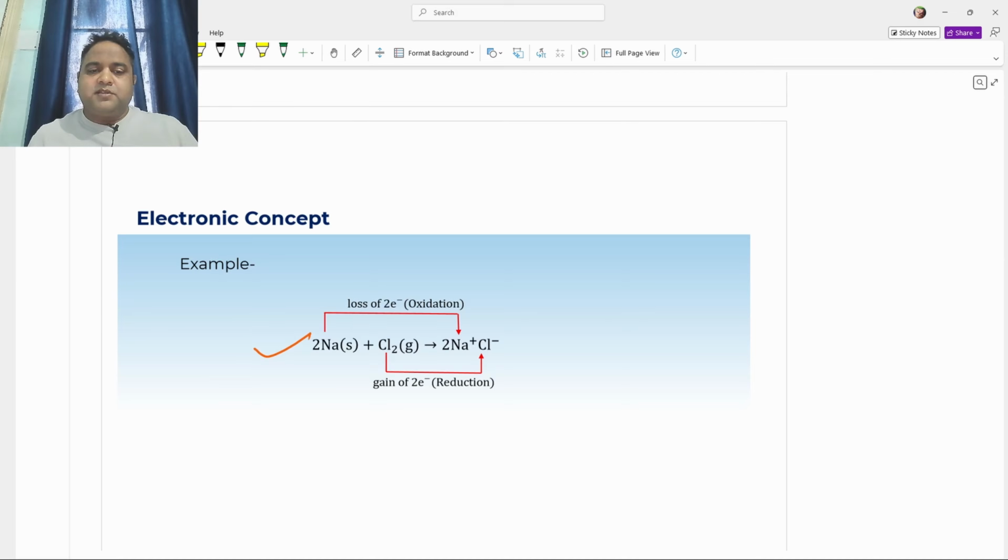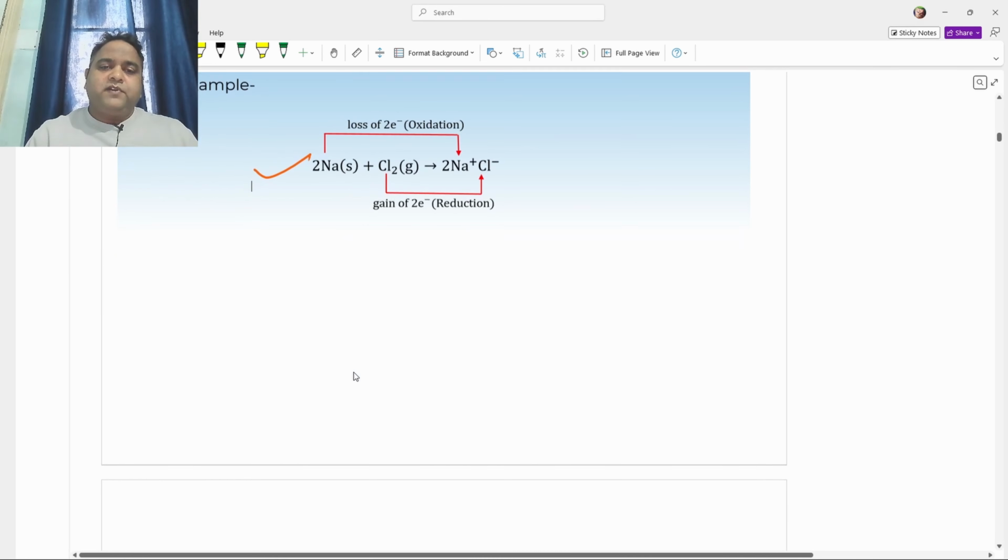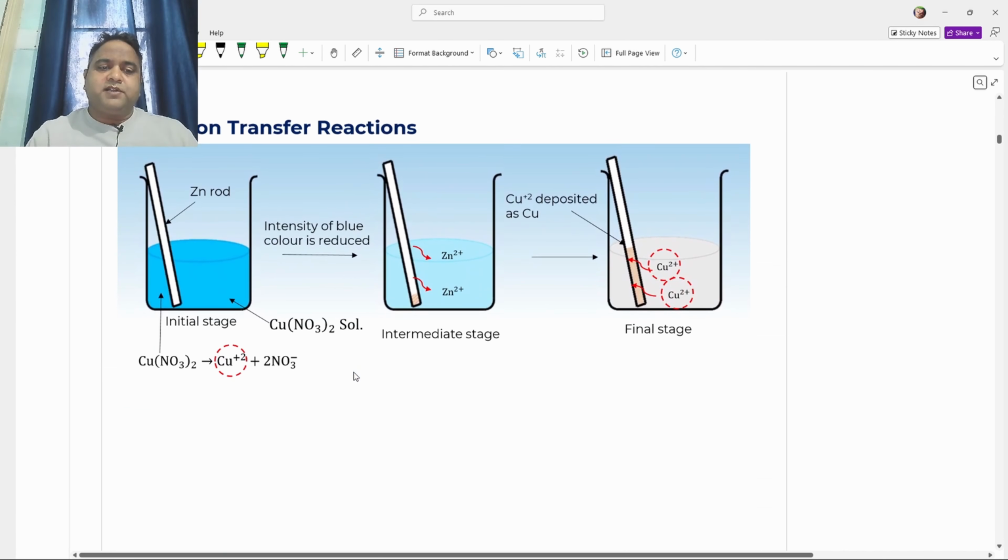Finally, this is the conclusion: loss of electron is oxidation, gain of electron is reduction.